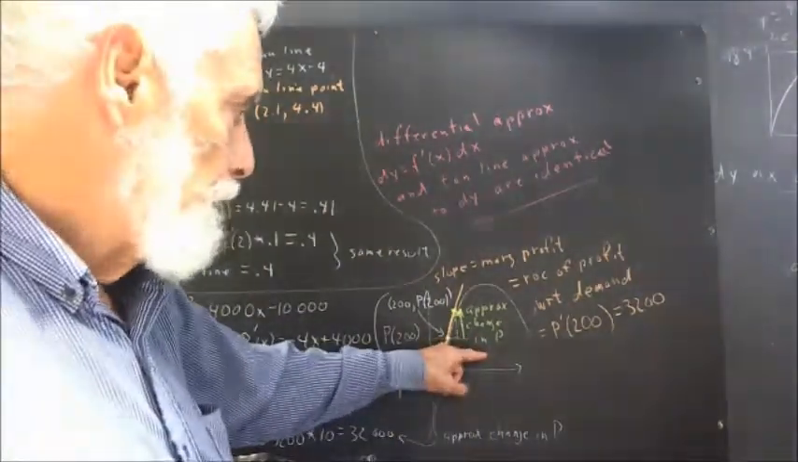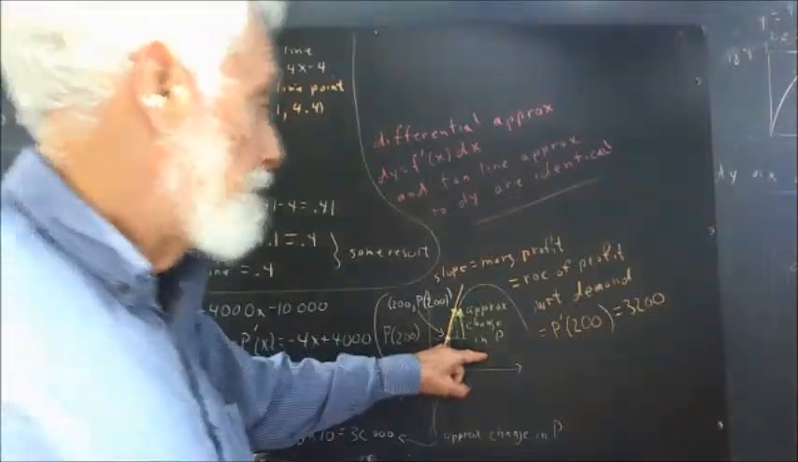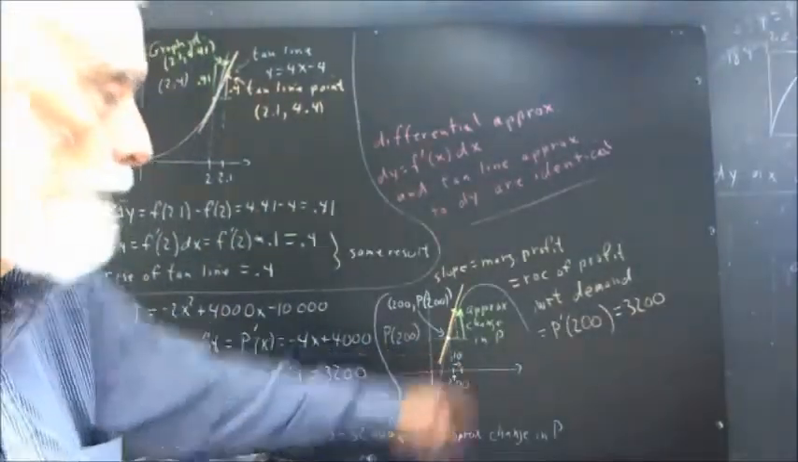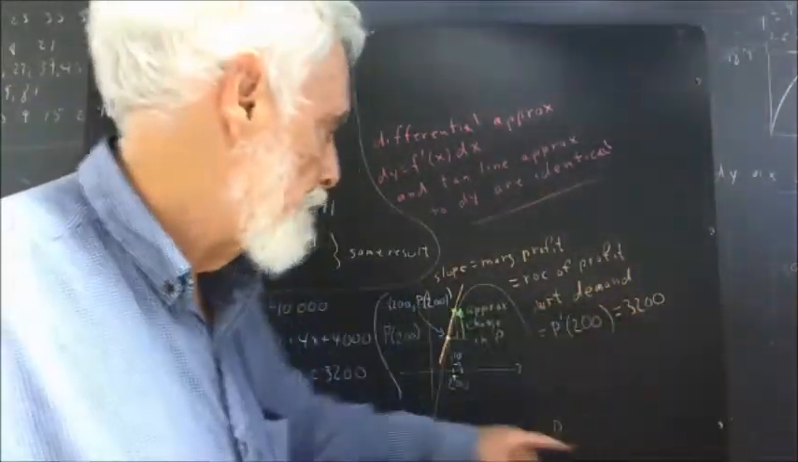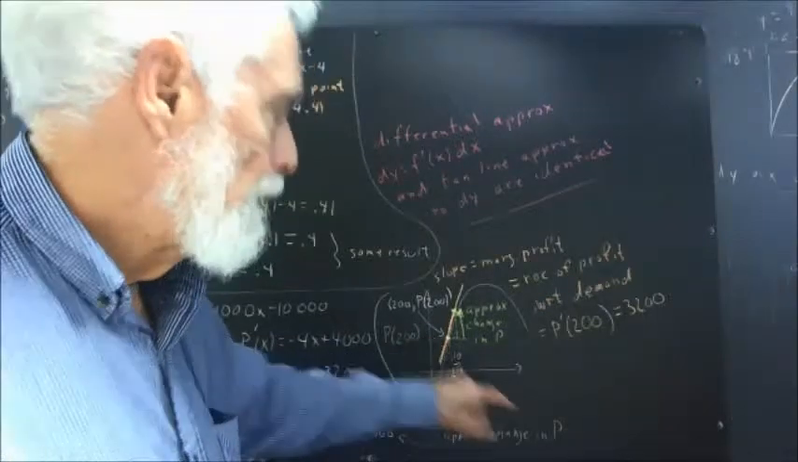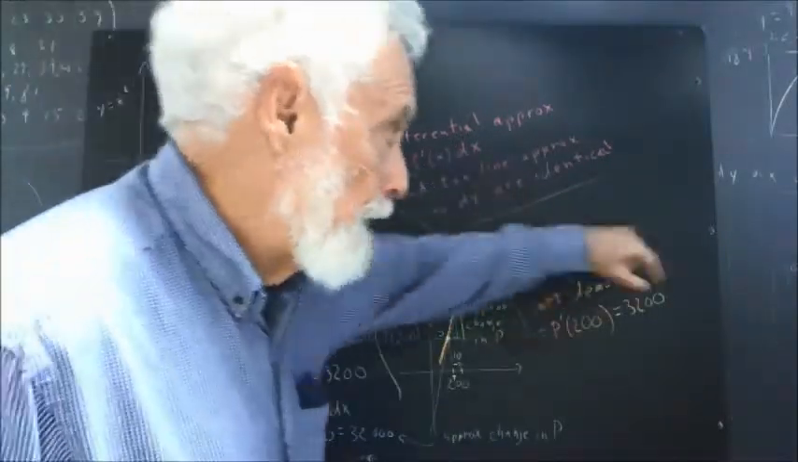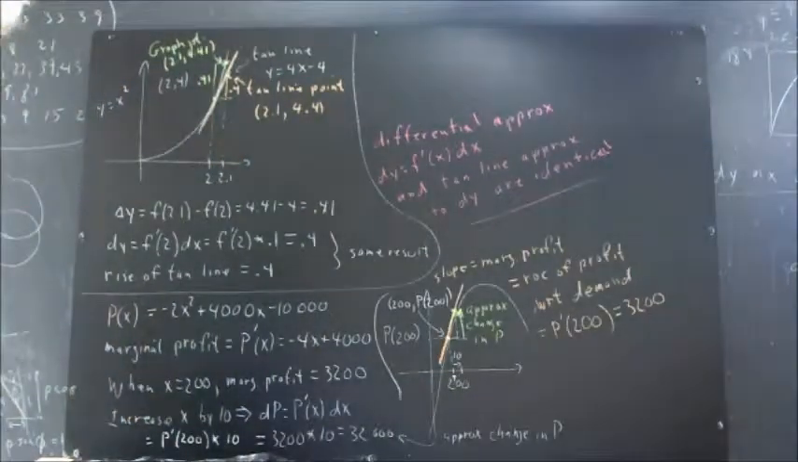And that approximate change can be calculated by multiplying the rate of change of profit with respect to X by the change in X. In other words, by multiplying the marginal profit by the change in our demand.